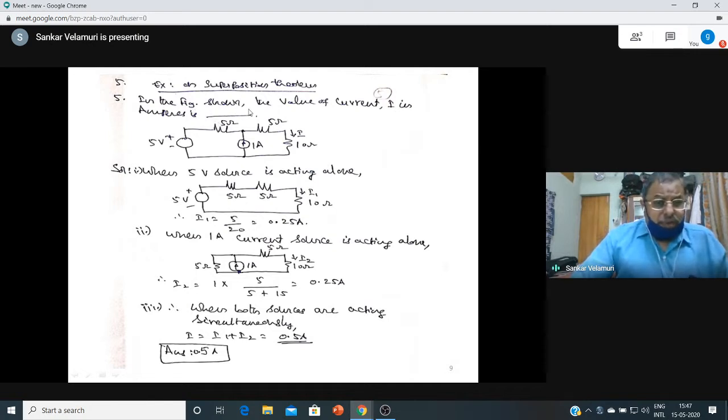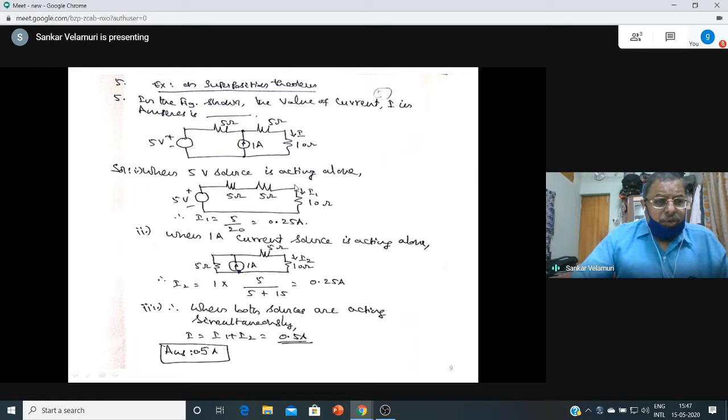So in the figure shown, the value of the current I in amperes is asked. This is a 5 volt DC source, this is 5 ohms, this is 5 ohms, and this is 10 ohms, and this is 1 ampere. Okay. So the current I to be obtained is through the 10 ohm resistance. That is the question. So what will be its value? One is an independent voltage source, the other one is an independent current source.